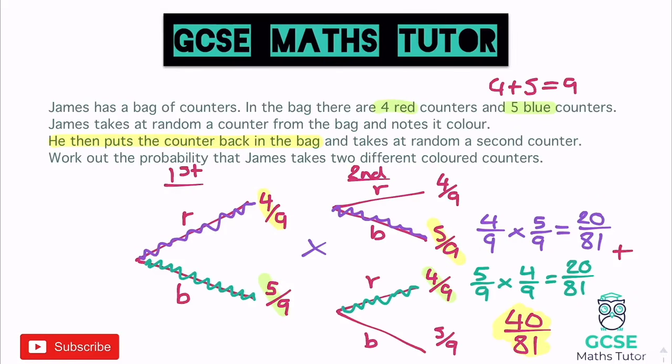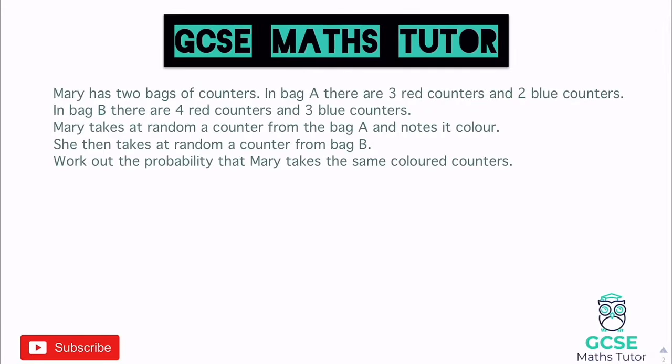So let's have a look at a slightly different question. Okay, so this question here says Mary has two bags of counters. In bag A there are 3 red and 2 blue, and in bag B there are 4 red and 3 blue. It says Mary takes at random a counter from bag A and notes its colour. She then takes at random a counter from bag B. Work out the probability that Mary takes the same coloured counters.